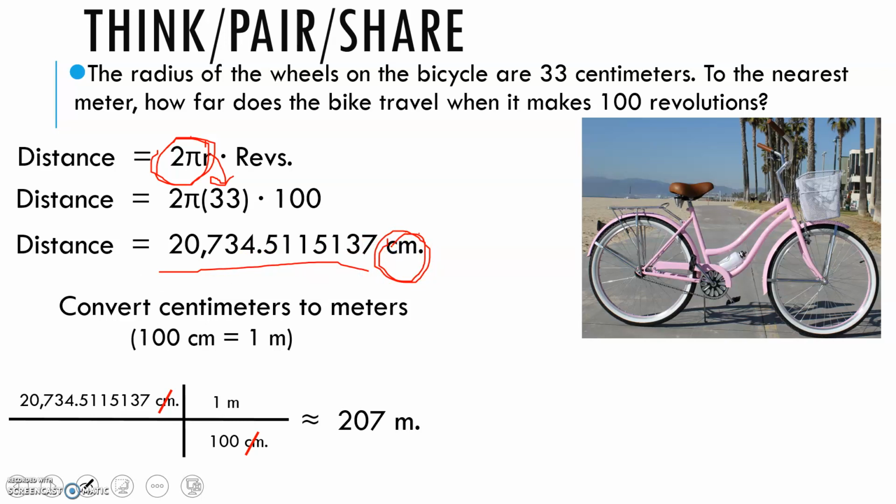Now, you may have to look up the conversion. You may have to go online, Google, and just write, how many centimeters in a meter. And the conversion that I used here was 100 centimeters in 1 meter. So on my T chart, I wrote out 20,734.511, etc. centimeters, and I put the conversion from meters to 100 centimeters. That cancels out my centimeters. So basically, I'm dividing 100 into this answer here. This divided by 100 gives us approximately 207 meters to the nearest whole meter.